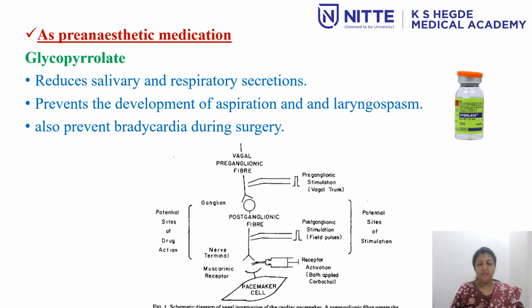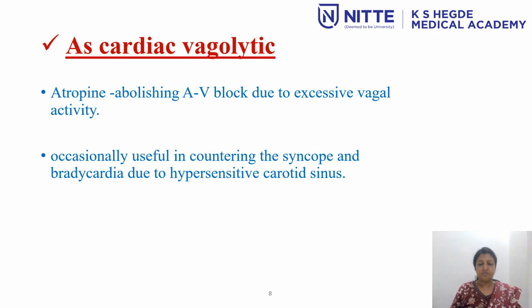As a pre-anesthetic medication, when irritant general anesthetics were usually used, prior administration of an anticholinergic was imperative to reduce the salivary and respiratory secretions. So they can prevent the development of aspiration and laryngospasm, and also can prevent bradycardia during surgery. Usually, glycopyrrolate is preferred as a pre-anesthetic medication.